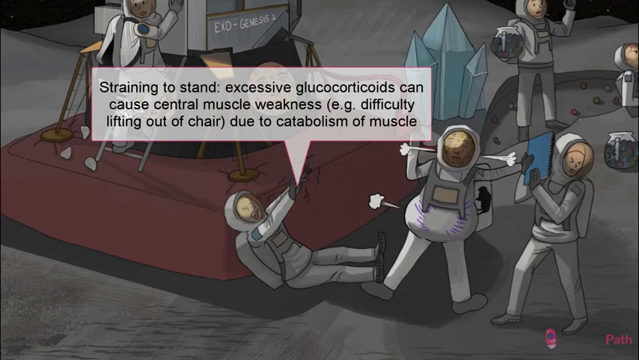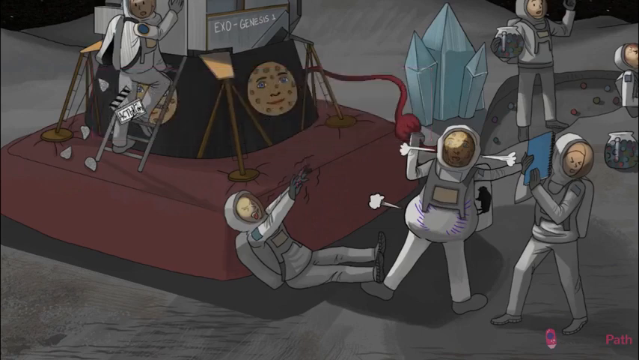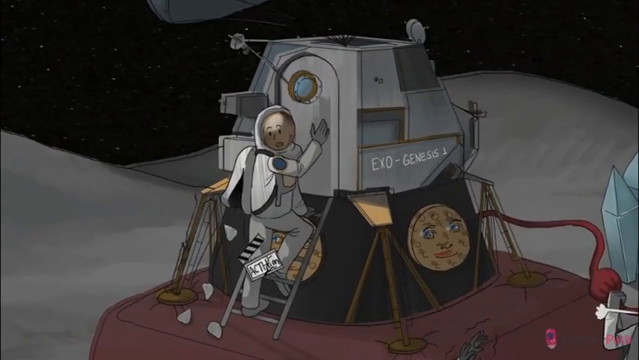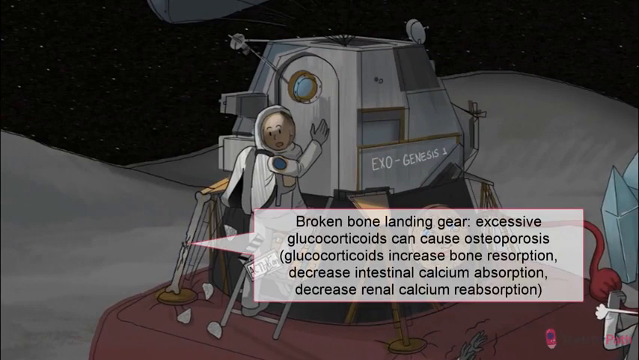As you can imagine, this weakness is yet another reason these patients develop skinny arms and legs in combination with the truncal obesity we discussed earlier. Alas, the bones aren't safe either. Cortisol increases bone catabolism, a process more commonly referred to as bone resorption. Bone breakdown is further perpetuated by decreased intestinal calcium absorption and decreased calcium reabsorption by the kidneys, all of which can lead to osteoporosis.